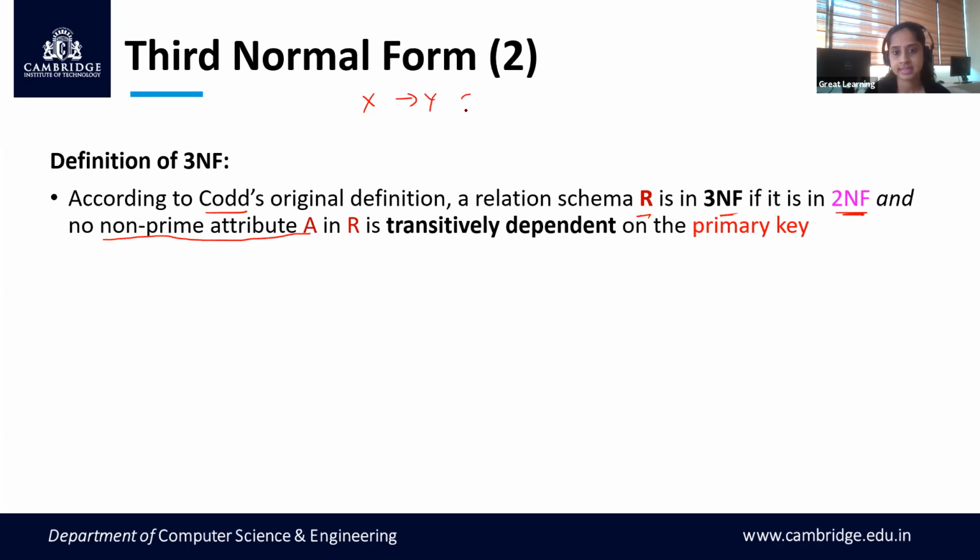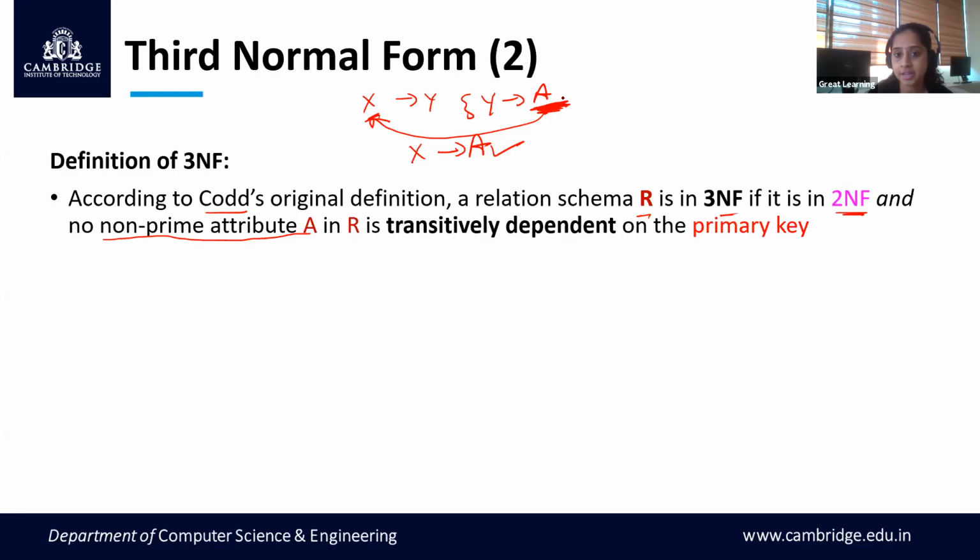So it's like this: X determines Y, Y determines A. So they say no non-prime attribute. What is a non-prime attribute? A, which is a transitive dependency. A non-prime attribute is one which is not part of any candidate key. No non-prime attribute A in R should be transitively dependent on the primary key, where X is the primary key.